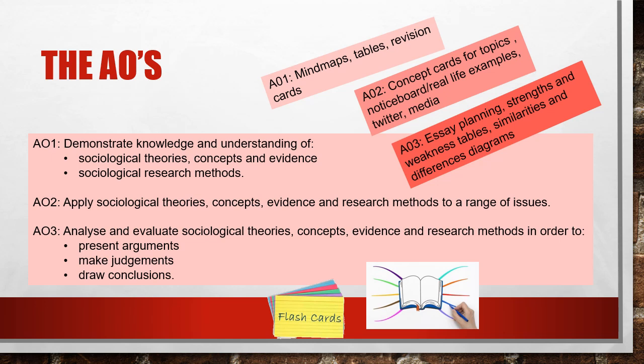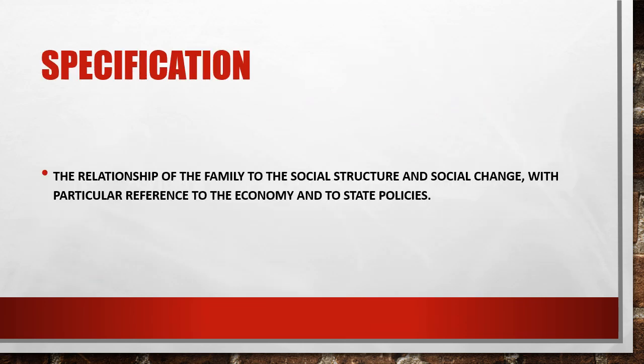AO3, essay planning. Can you predict some typical questions? Can you look increasingly at questions that could link other topic areas? Can you already start to think of strengths and weaknesses? Do those tables of comparisons, maybe do different diagrams like Venn diagrams to look at similarities and differences between different theories.